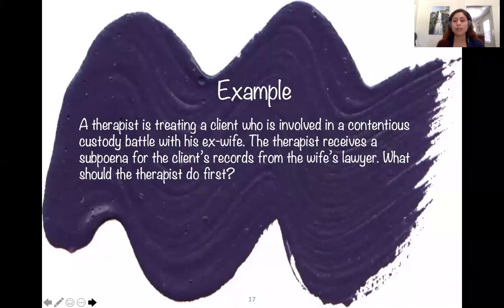Okay, so let's do an example here. A therapist is treating a client who's involved in a contentious custody battle with his ex-wife. The therapist receives a subpoena for the client's records from the wife's lawyer. What should the therapist do first? Think about it.